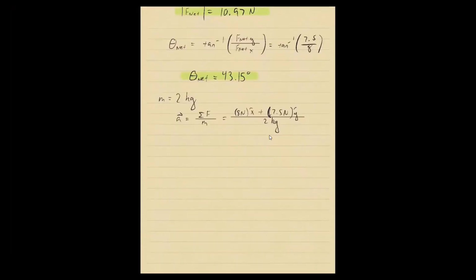Right, so we get an acceleration vector of 8 divided by 2 in the x direction, so 4 meters per second squared in the x direction, plus 7.5 divided by 2 in the y direction, or 3.75 meters per second squared in the y direction. And that's our acceleration. With that, we've completed the problem.